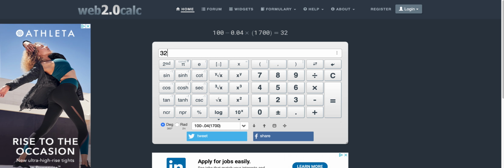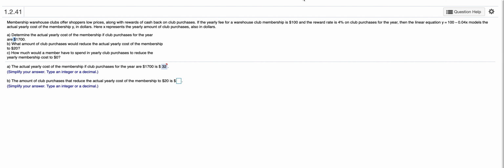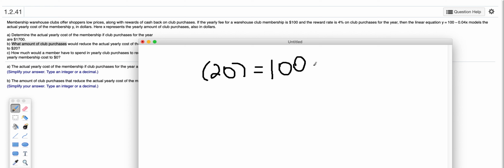So that's part A. Now we're going to take a look at part B. Part B says what amount of club purchases, which means I'm looking for X, would reduce the actual yearly cost of the membership to $20. So if my yearly cost is $20, Y is $20. So I'm solving a slightly different equation here. I'm setting Y plugged in as $20, and it's just the best practice to always use parentheses. It's not necessarily a hard and fast rule, but it does help as we get further along in the course.